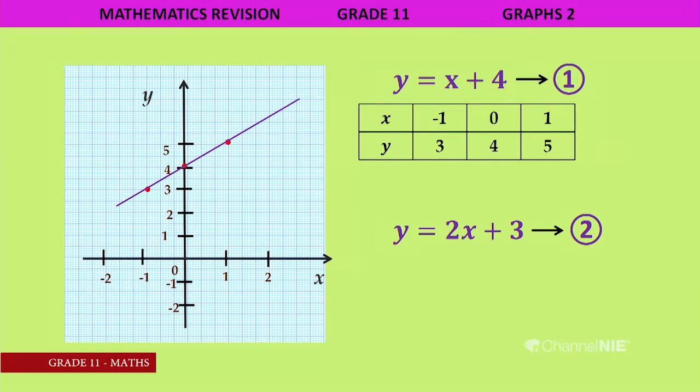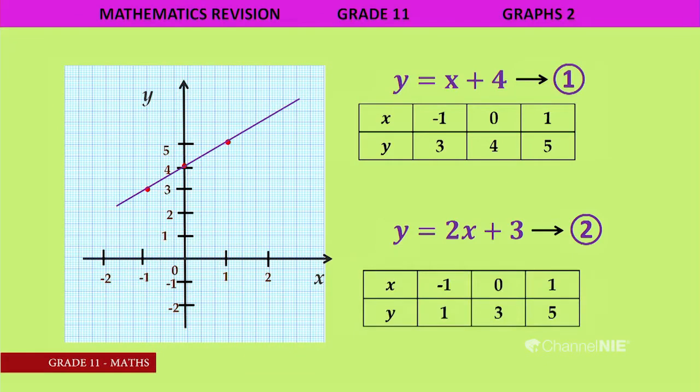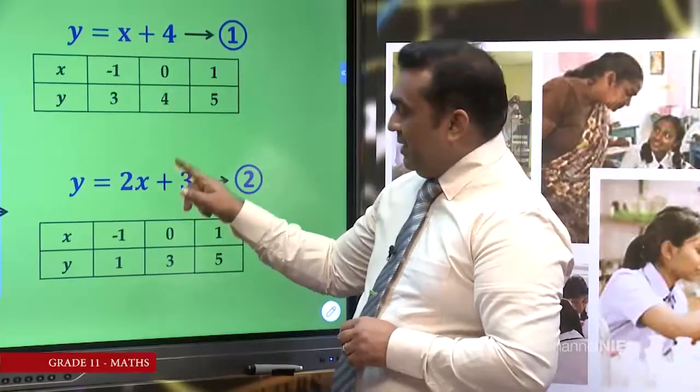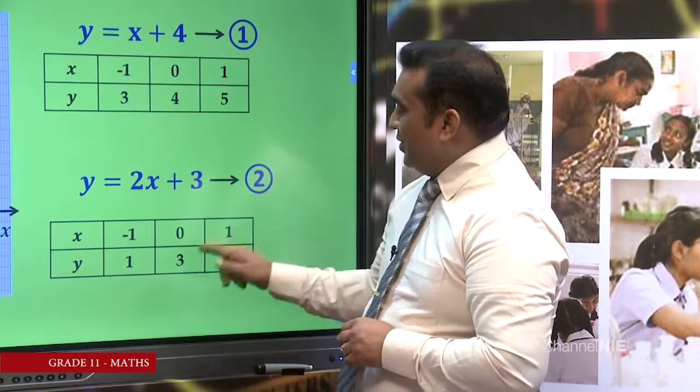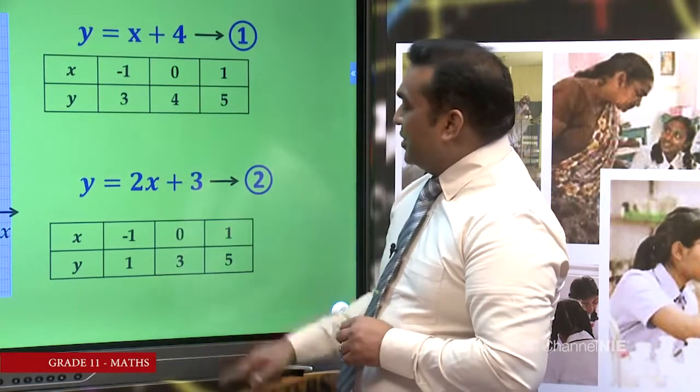Next one, y equals 2x plus 3. This is your table of values of x. Then you can substitute: when x equals minus 1, minus 2 plus 3 is 1. When x is 0, 2 into 0 is 0, plus 3 is 3. When x is 1, 2 into 1 is 2, plus 3 is 5.